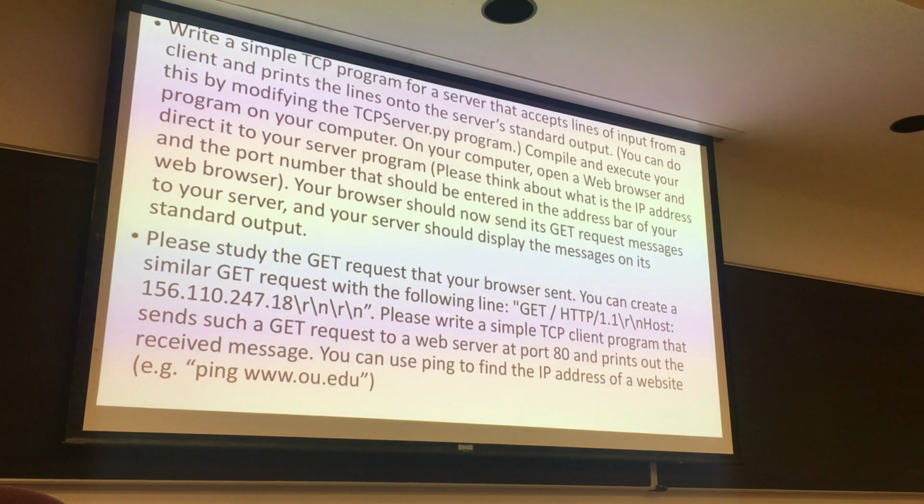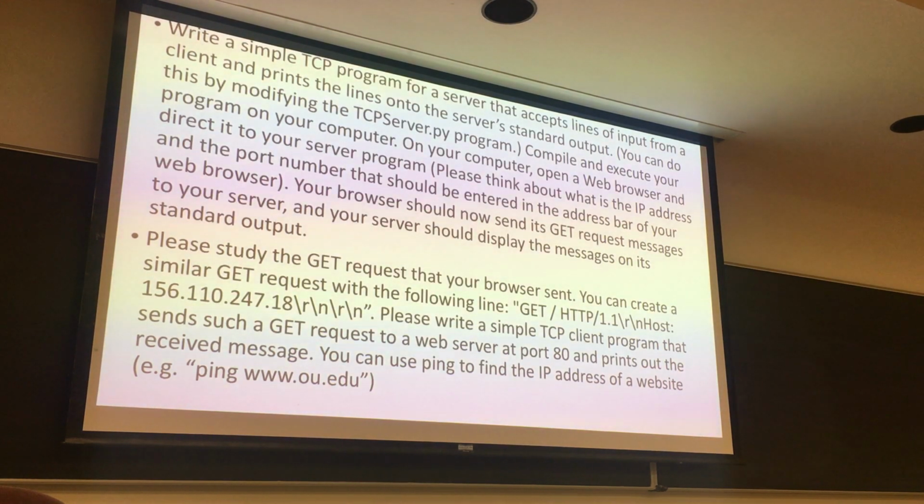So you can just use this GET request. It's very similar to the GET request we got from Chrome. So GET, HTTP 1.0. The \r means it's a return character, and the \n means it's a new line. And also we give it an IP address. So now you are asked to write a client program that sends this message to a web server at port 80 and prints out the received message.